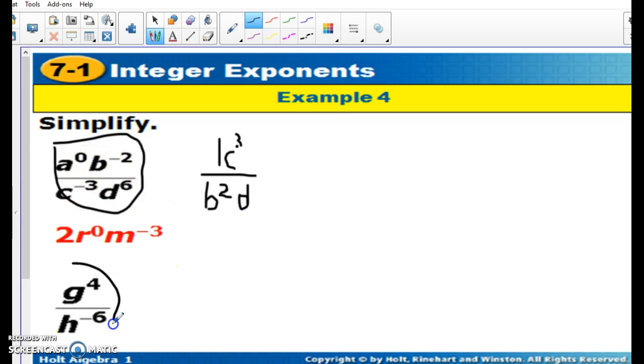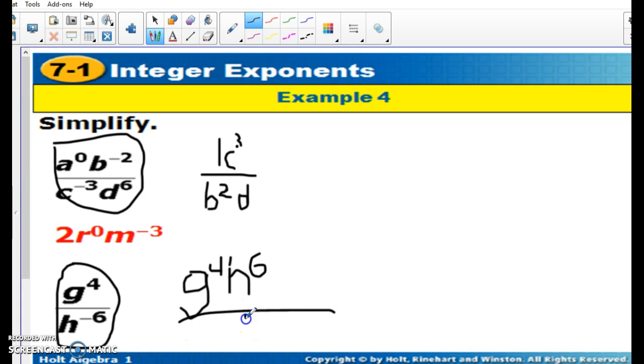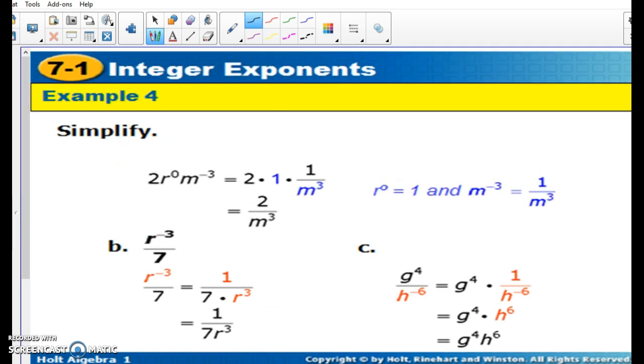Okay, looking at this one down here, so g to the 4th power over h to the negative 6. Again, g to the 4th power can stay where it is because it's already positive. It doesn't need to switch sides, so we're just going to keep it as g to the 4th power. H to the negative 6th power, since it's negative and it's on the bottom, we're going to switch sides, so it's going to go from the bottom to the top. So then it's going to become h to the 6th power. And then you could put this all over 1. Doesn't matter. Let's see if we can find one more example.